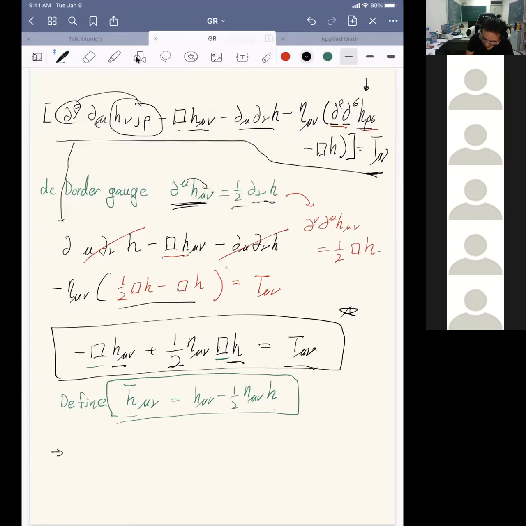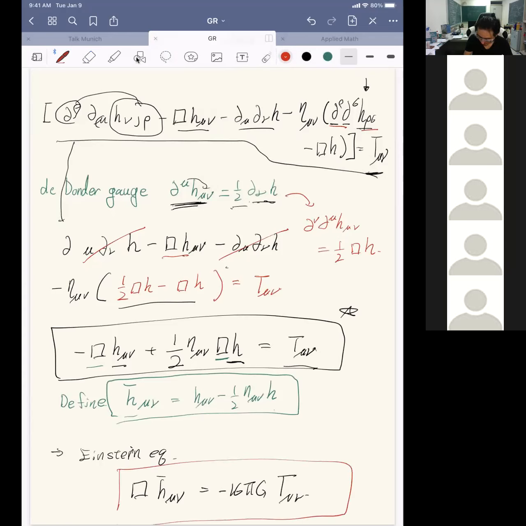So that tells you that the Einstein equation at the linearized order is simply just box h bar mu nu is equal to minus, so let me put back the 16 pi G T mu nu. Okay, so this is the linearized Einstein equation.